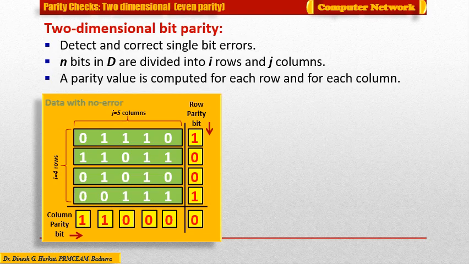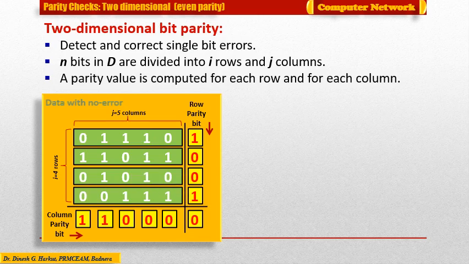Next, we will compute the parity bit for each row. As we are considering the even parity scheme, for each row we compute the parity bit. For example, the first row has number of ones in the original data 1 plus 1 plus 1, that is 3. Hence the parity bit value is 1, meaning the number of ones in the data including the parity bit must be even. Similarly, we calculate the parity bit for the second row, third row and fourth row.